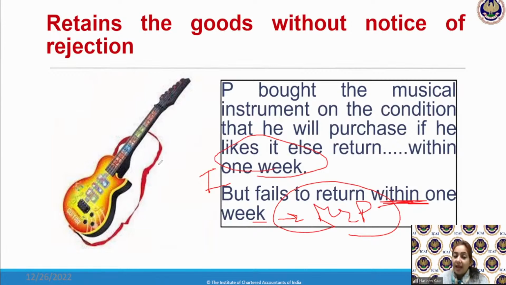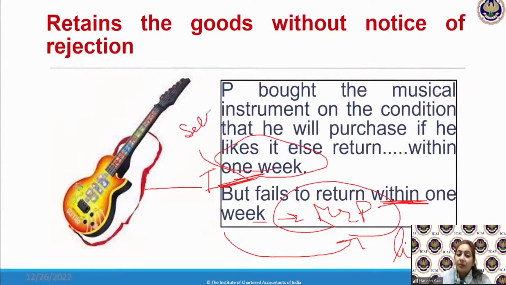Now if the guitar gets damaged, if the strings get broken, if it has fallen down, if the body of the guitar gets scratched or anything happens to it, Mr. P will be held liable. Why? Because property in the goods has passed, 1 week has expired, you have become the owner, and now you're held liable for the goods. But what happened within that 1 week period? If anything happens, who was the owner? The seller remains the owner for that 1 week. Why? Because he has given him the right to sale on approval and return basis. So the seller has taken a risk over here.